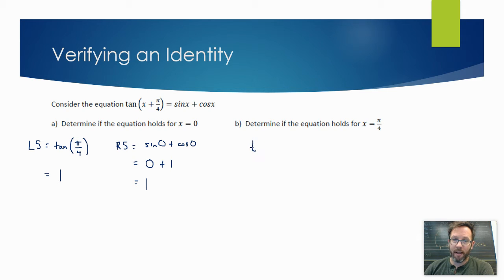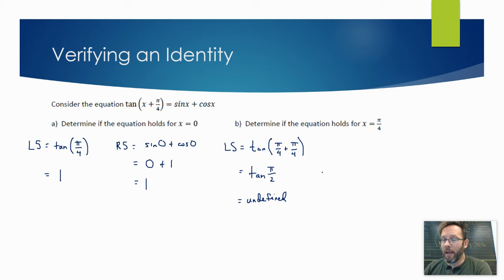Here we're doing the tan, the left-hand side. The tangent of pi by 4 plus pi by 4, which is 2 pi by 4 or pi by 2, or 90 degrees. And the tan of pi over 2, or the tan of 90 degrees, is actually undefined. You do that on a calculator, it's going to give you an error message. Let's see if the right-hand side is undefined.